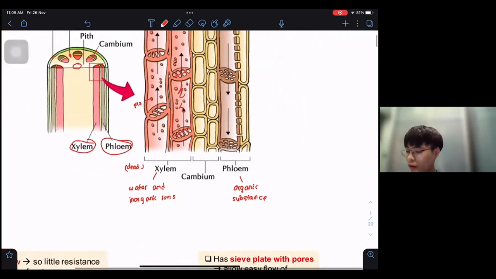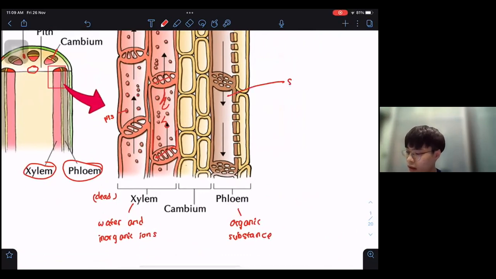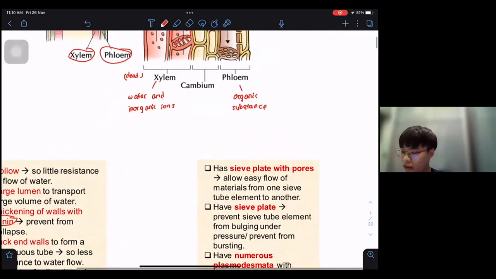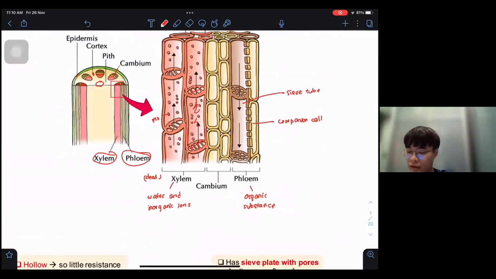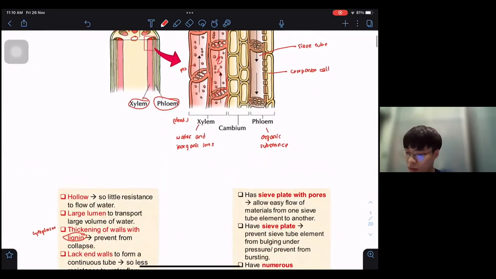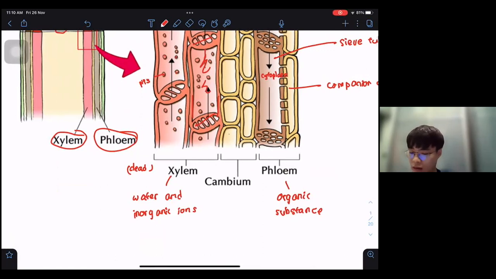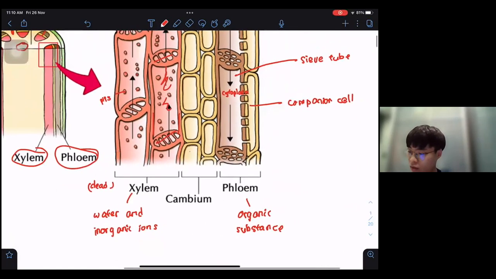Okay, so going back to phloem, phloem consists of 2 cells. This part is the sieve tube. This part is the companion cell. So what is the difference between sieve tube and xylem vessels? It's that there's actually cytoplasm in here, but there's no cytoplasm in xylem vessels.